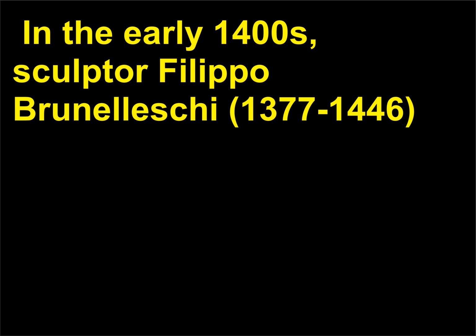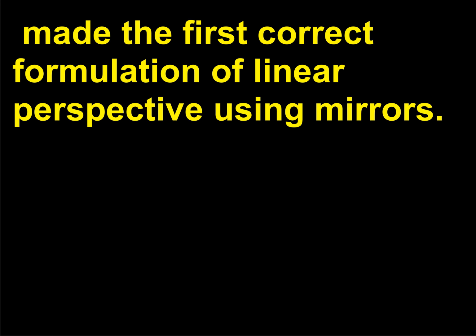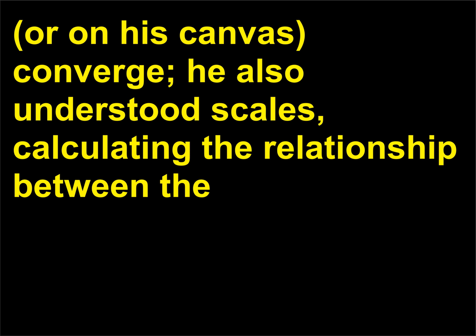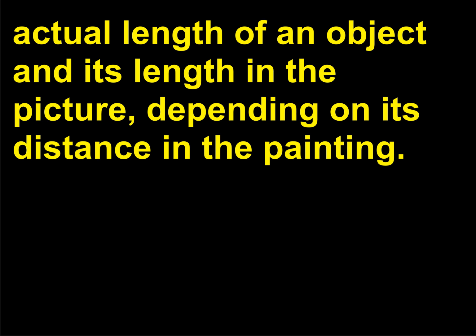In the early 1400s, sculptor Filippo Brunelleschi, 1377–1446, made the first correct formulation of linear perspective using mirrors. He understood that there was a single vanishing point to which all parallel lines in a plane, or on his canvas, converge. He also understood scales, calculating the relationship between the actual length of an object and its length in the picture, depending on its distance in the painting.